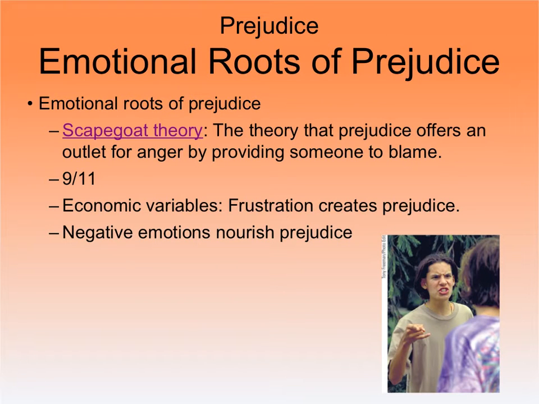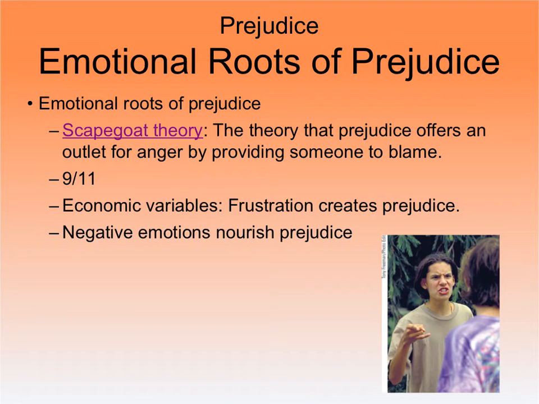So there's also emotional roots of prejudice, where we kind of just let our feelings get the best of us. And this might happen more so during extremely stressful times, like a terrorist attack, let's say after 9/11. The way that Muslims were so unfairly targeted and mistreated after 9/11, there's never a justification or excuse for it. Part of the explanation, however, would be the scapegoat theory, the theory that prejudice offers an outlet for anger by providing someone to blame. And in that case, it was totally not fair.